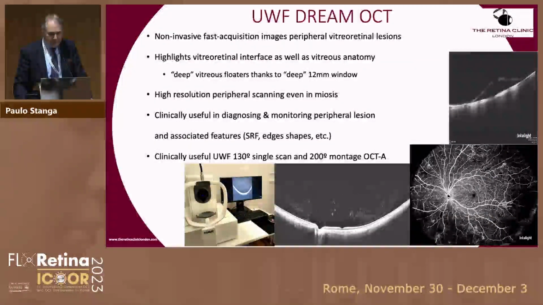So in summary, this is non-invasive, fast acquisition, peripheral and central OCT imaging. We can image not just the cortical vitreous, but the deep vitreous with a deep imaging window, and I find this clinically useful. And this is very important to me as a clinician. So these are not just pretty images, these are clinically useful images.